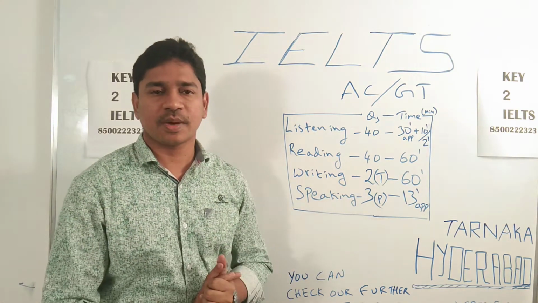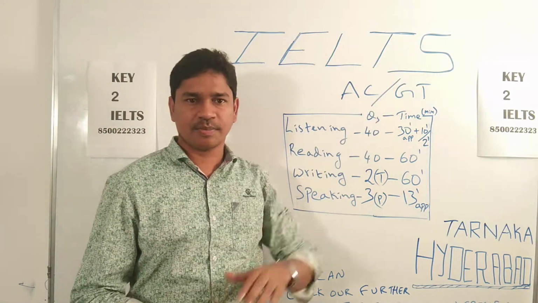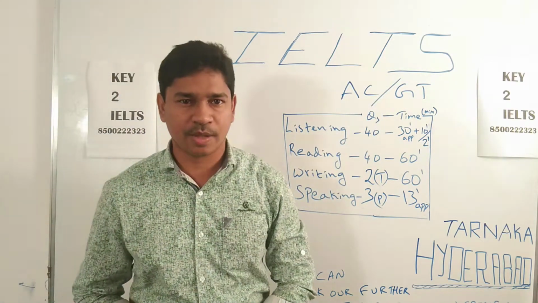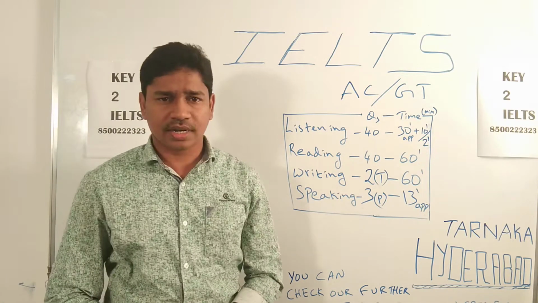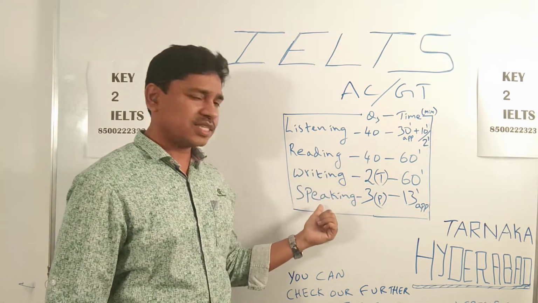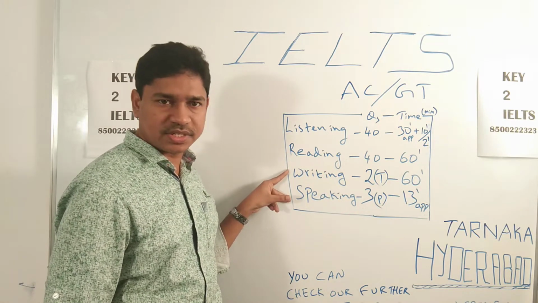Today let's check something about the design of IELTS, that is International English Language Testing System, for both academic as well as general training modules. Well, in fact there are 4 parts here: listening, reading, writing and speaking. That is 2 comprehending skills whereas 2 communicative skills.